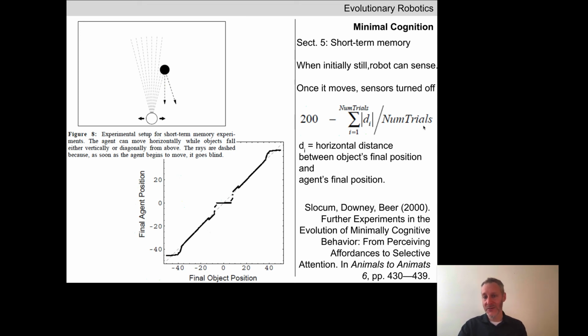Here's our fitness function here. This should say P sub I equals. They're taking the average over here. So we've got our number of trials here.